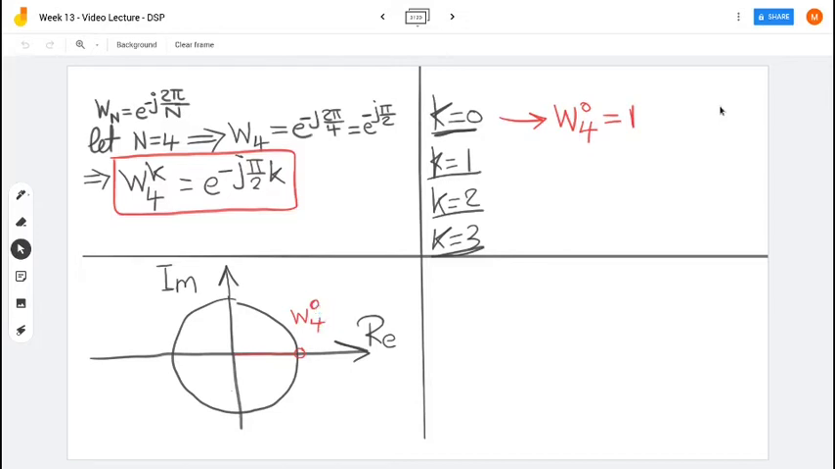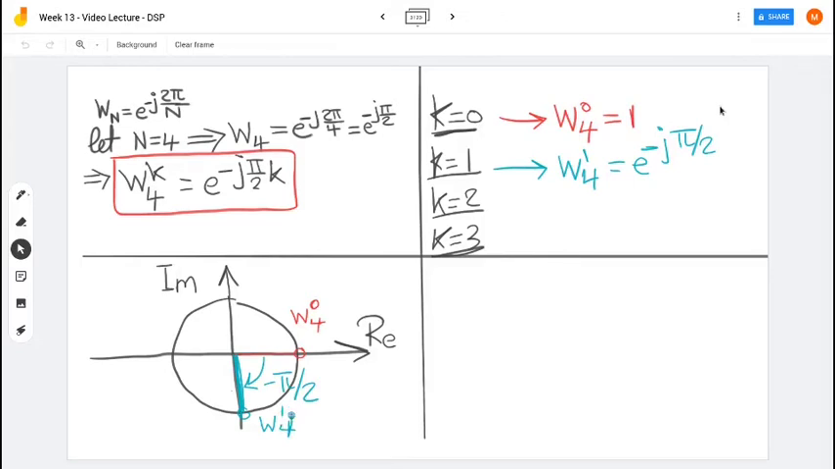Moving to the next value, k equal to 1, we have W4 to the power 1. Going back to the definition, we have e to the negative j pi by 2, which means we have a complex number whose magnitude is 1 and whose angle is minus pi by 2. So going to the complex domain, we will have this vector of magnitude 1 and of angle minus pi by 2. And this would be W4 to the power 1.